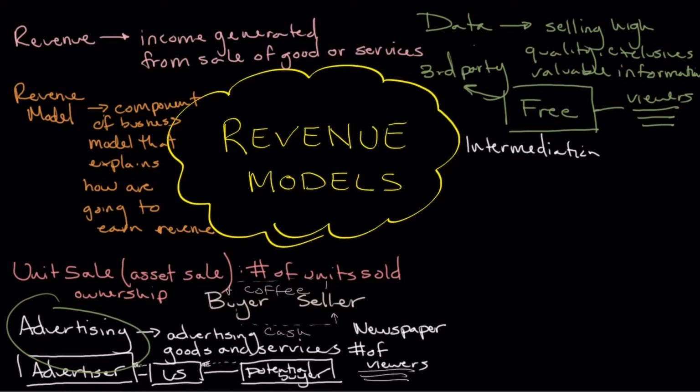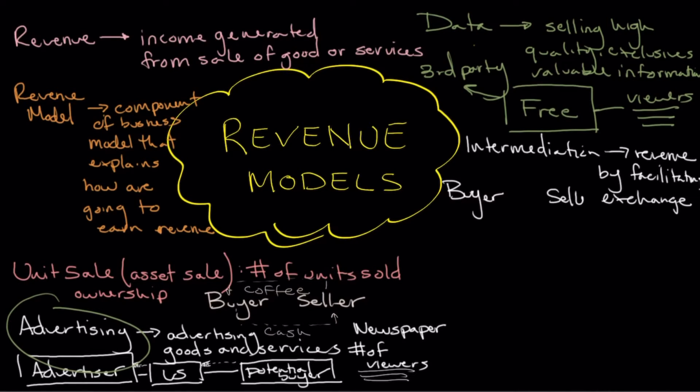The next revenue model we're going to talk about is the intermediation revenue model. And this one sounds a little intimidating, but it's really not all that intimidating. The way that I want you to think about intermediation is ultimately based upon generating revenue by, let's say, facilitating an exchange. So in this case, we've got two parties, right? We've got a buyer here, and then we've got a seller here.